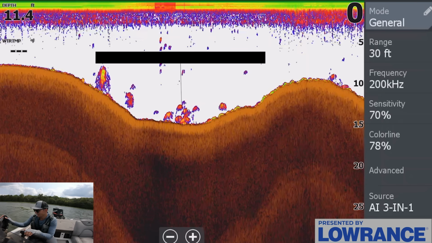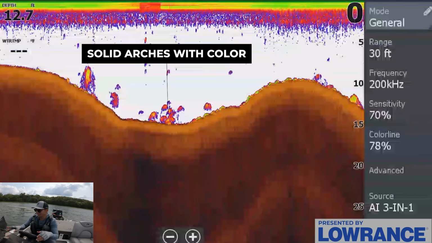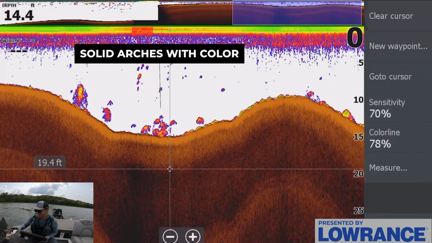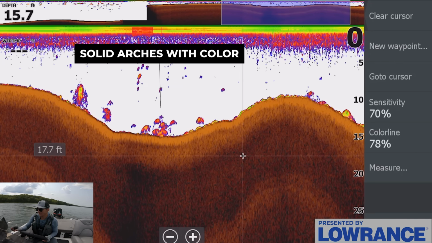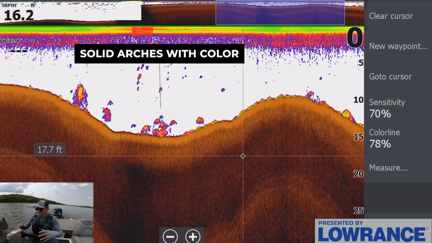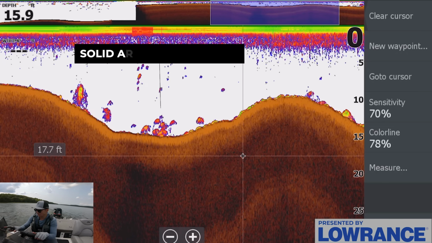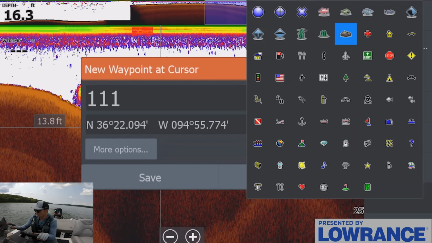This is crazy. Okay, so on our 2D sonar, we have these arches. This is what bass look like as arches. They are actually arch shaped. They're not super long arches, but they have a decent weight to them, but they're not those solid blobs. Those are 100% bass. We're gonna mark that as fish.